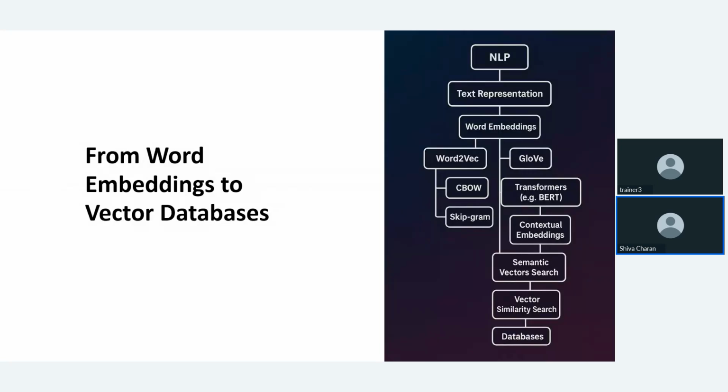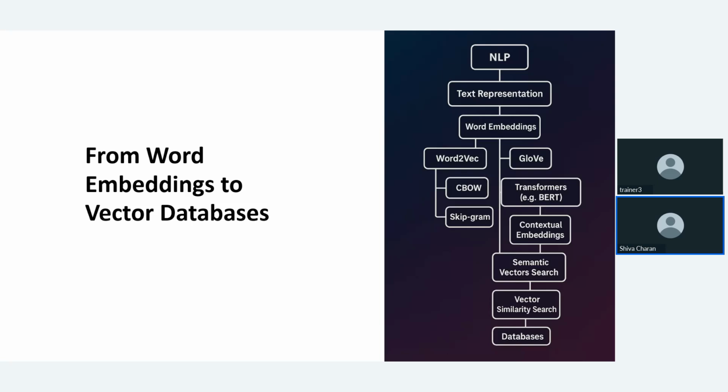And we also have transformers, which understand based on contextual embeddings. In these contextual embeddings we have semantic vector search and vector similarity, and from the vector similarity, we got these vector databases. So what are contextual embeddings? Transformers are well known for their contextual understanding.